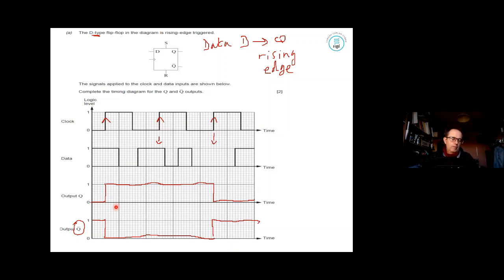Please remember that one. Big thing in the revision: look for the rising edge on the clock. Once you've got the rising edge, look to see what the data is. That data will get transferred to your Q only on those rising edges. So look to see what's there.